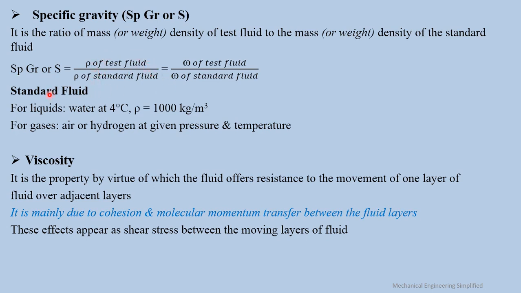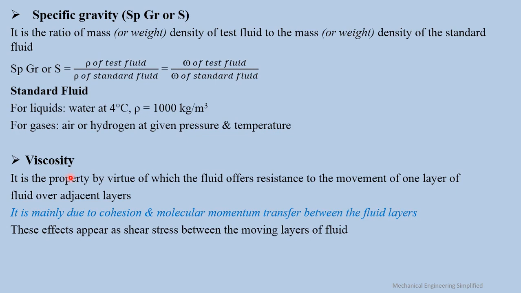And what is a standard fluid? Standard fluid in the case of liquids is water at 4 degrees Celsius, having a density of 1000 kg per meter cube. And why 4 degrees Celsius? Because water is most dense at this point. Lower than it and higher than it, water is less dense. It is most dense at 4 degrees Celsius. That is why it is taken as the standard fluid for liquids. For gases, it is air or hydrogen at given pressure and temperature. Then another property known as viscosity. What is it?